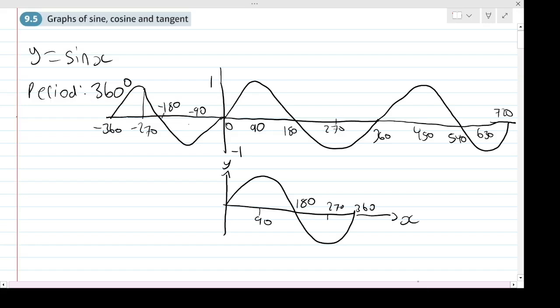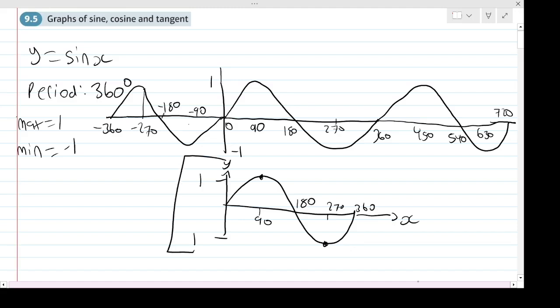The other thing to note is it'll have a maximum and a minimum value. So the highest point the graph reaches, which should be up here, and the minimum point where the graph reaches down there. And so the max value is going to be 1, and the minimum value would be -1, okay? So those are basically the key ideas and the things you need to know about the graph, right?